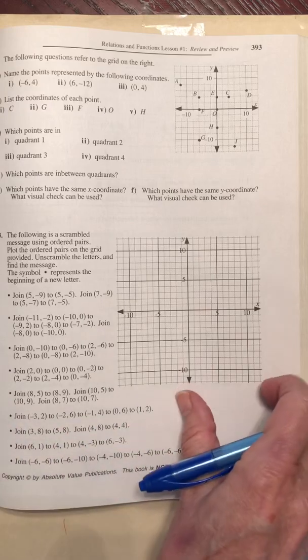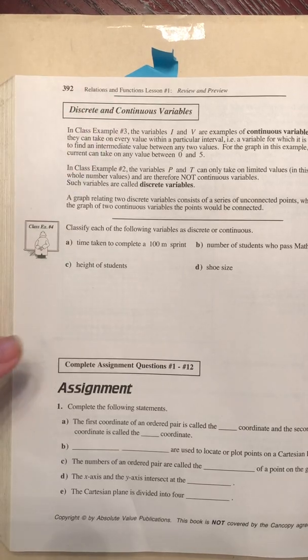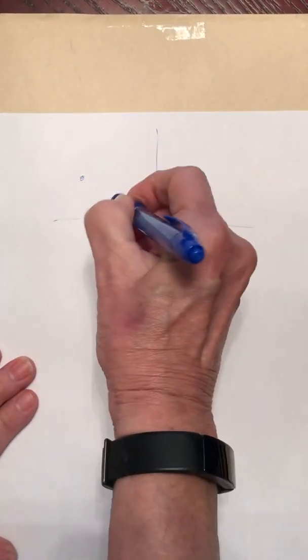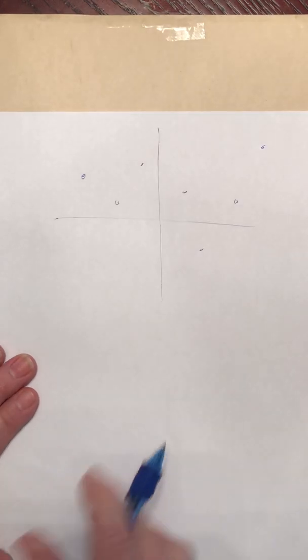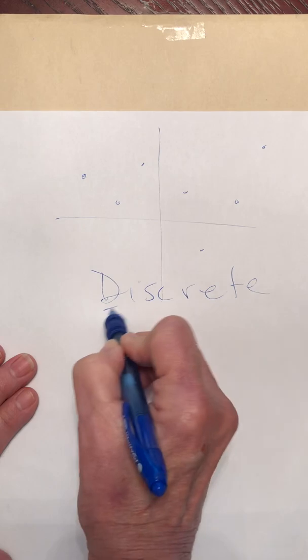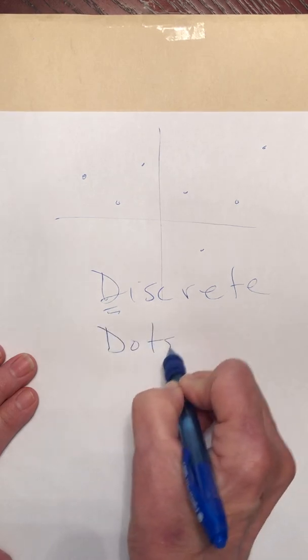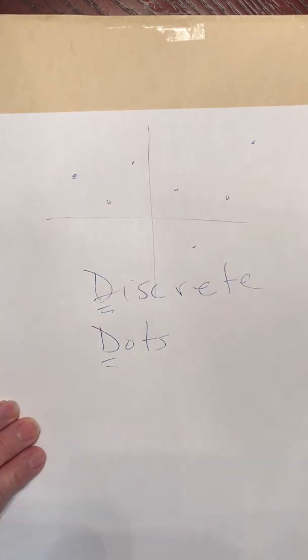There's one more concept they talked about. They talked about discrete and continuous variables. The difference between a discrete graph and a continuous graph. A discrete graph is like a bunch of dots like this and nothing is connected. So think of discrete data as meaning it's really just dots. Discrete data means you've got a graph of dots.